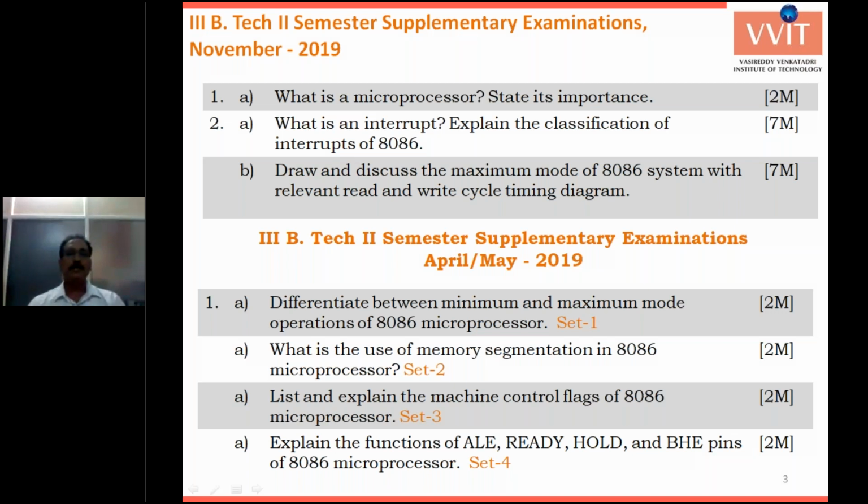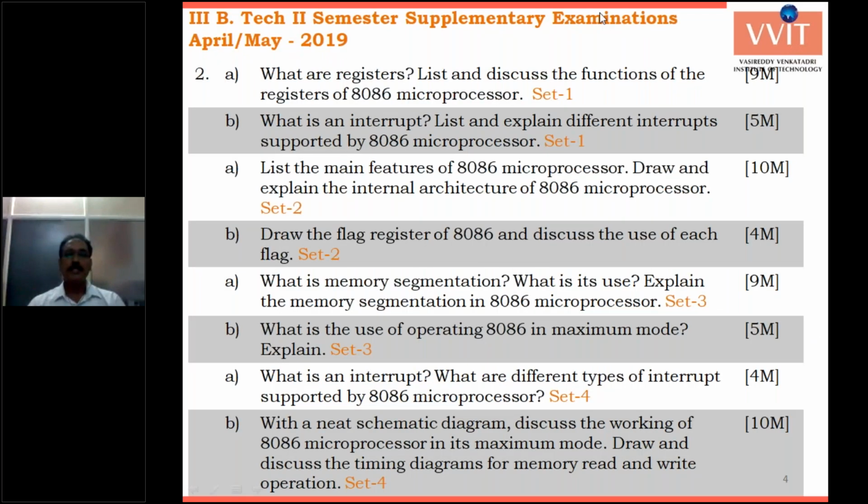In part B, what are registers? List and discuss the functions of the registers of 8086 microprocessor. What is an interrupt? List and explain different interrupts supported by 8086 microprocessor. These questions are in set 1.